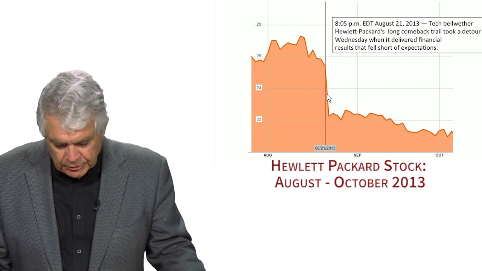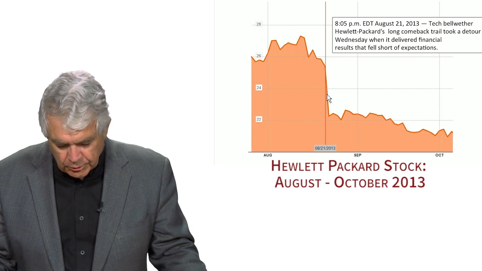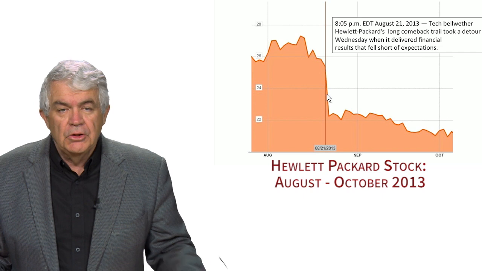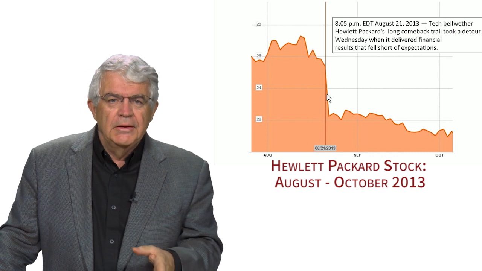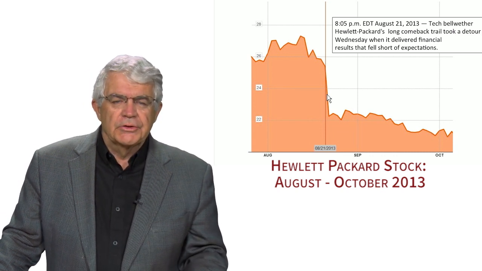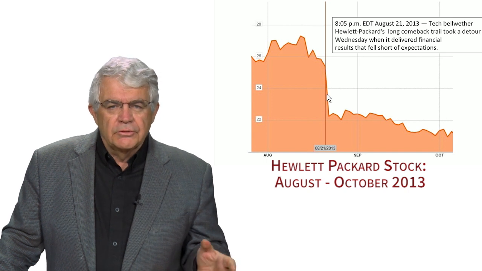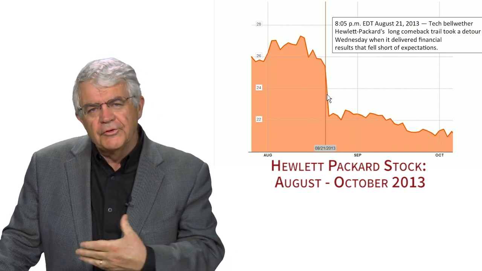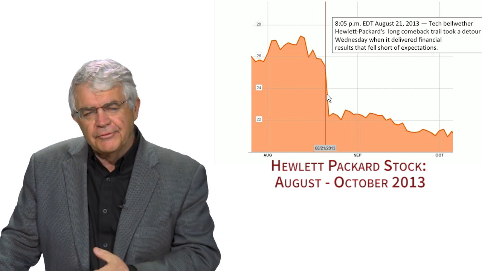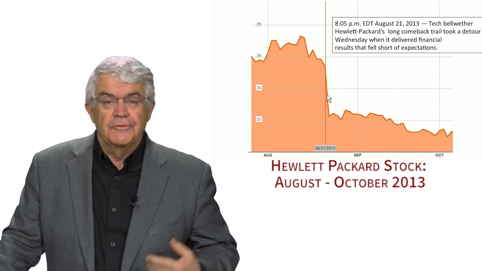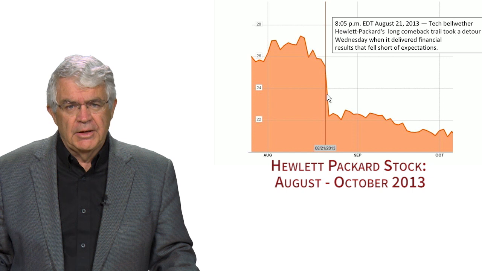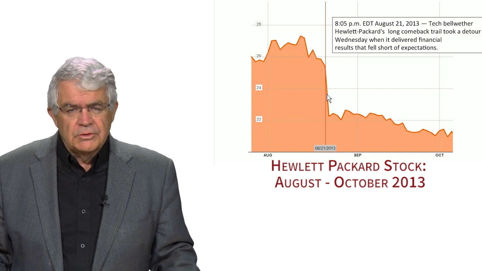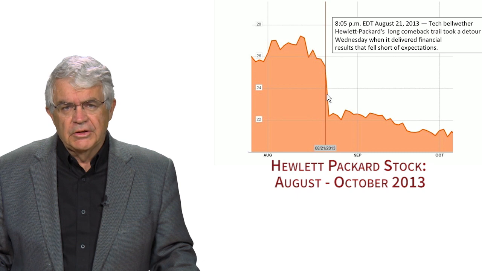Tech bellwether Hewlett-Packard's long comeback trail took a detour Wednesday when it delivered financial results that fell short of expectations. So as soon as that information got out, the next day, the price fell, and it fell substantially, basically like a rocket. So there's an example of how new information about the profitability of the firm, bad information and negative news, caused that stock price to drop substantially right away. It didn't take time, it happened right away. And that makes investing in stocks risky.